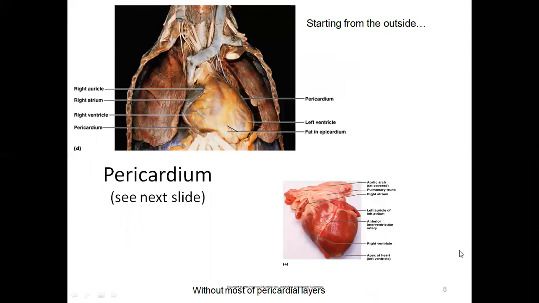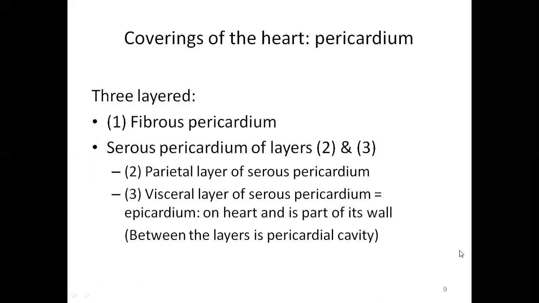This is the pericardium, which is the covering of the heart. It is 3-layered: the fibrous pericardium, and the serous pericardium, which forms layers 2 and 3. There are 2 layers, the parietal layer and the visceral layer. All these you will be studying in detail in your anatomy subject.